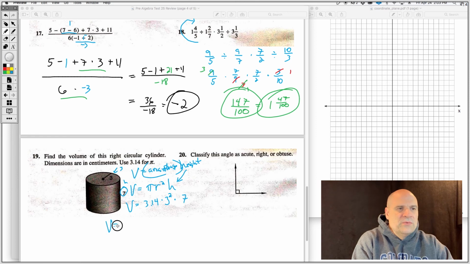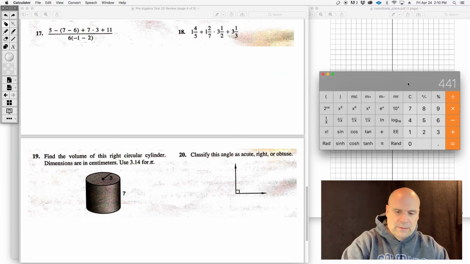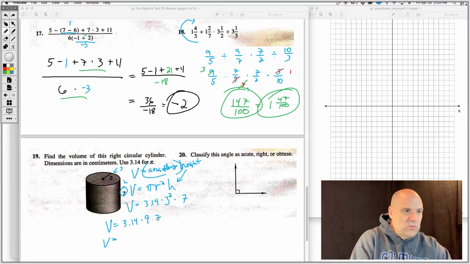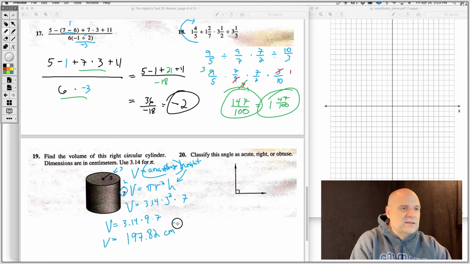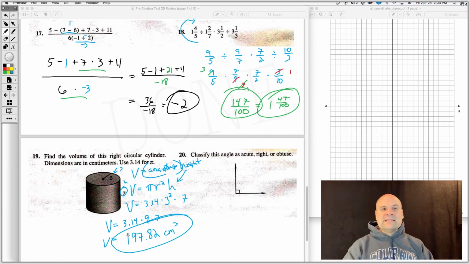So we get 3.14 times 9 times 7. So let's just figure that out on our calculator. 3.14 times 63. 197.82. And what's our units? Centimeters. Volume is cubic. So cubic centimeter. Boom. All right. Classify this angle.